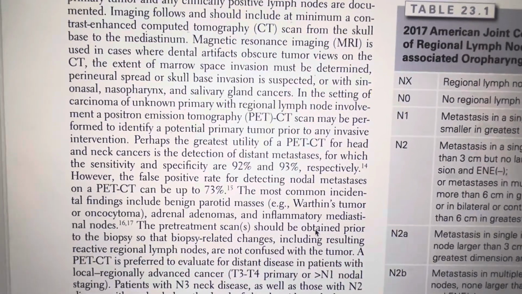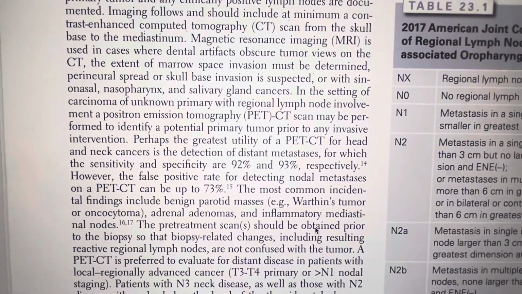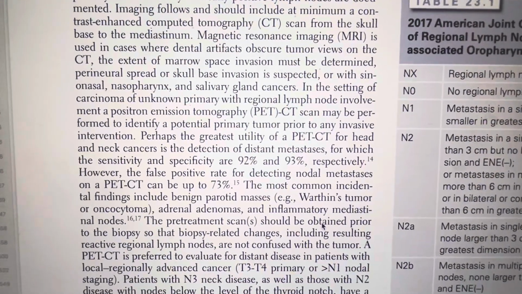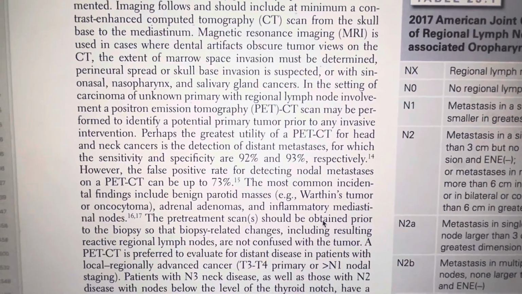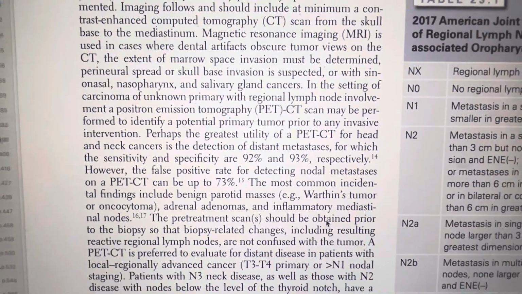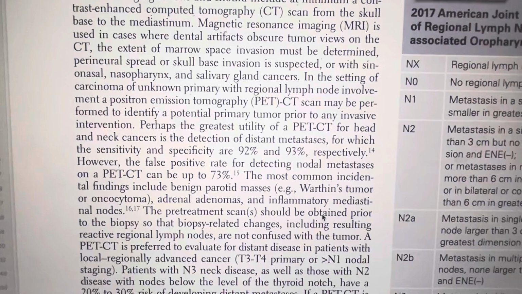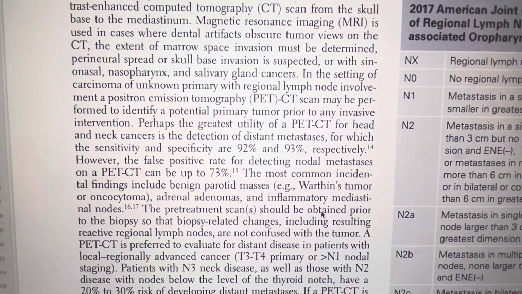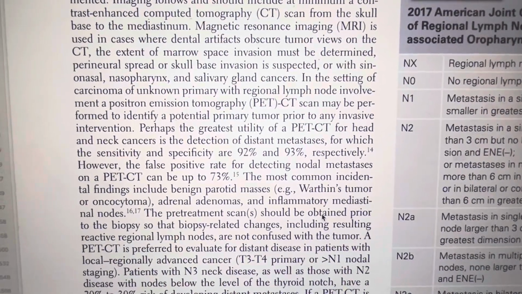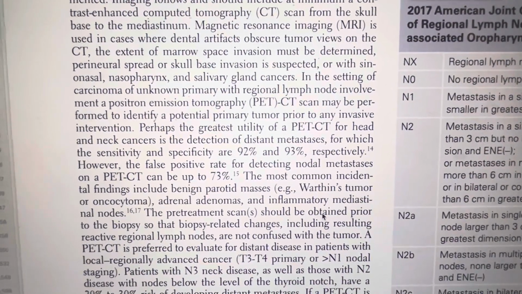However, the false positive rate for detecting nodal metastasis on PET CT scan can be up to 73%. The most common incidental findings include benign parotid masses, that is Warthin's tumor or oncocytoma, adrenal adenoma, and inflammatory mediastinal nodes. The pre-treatment scan should be obtained prior to the biopsy so that biopsy related changes, including resulting reactive regional lymph nodes, are not confused with the tumor.